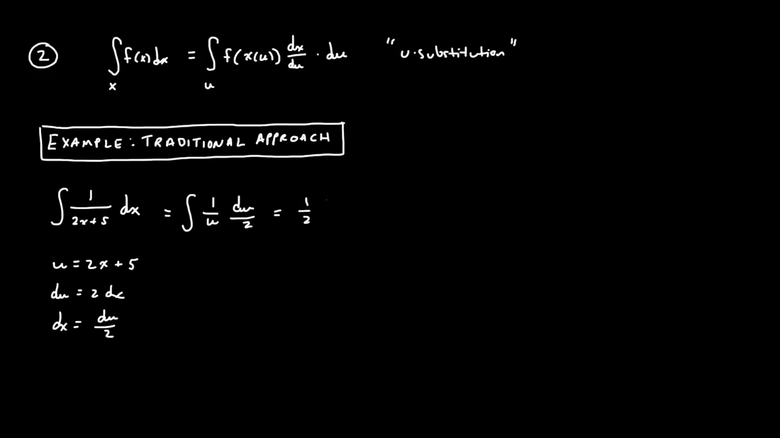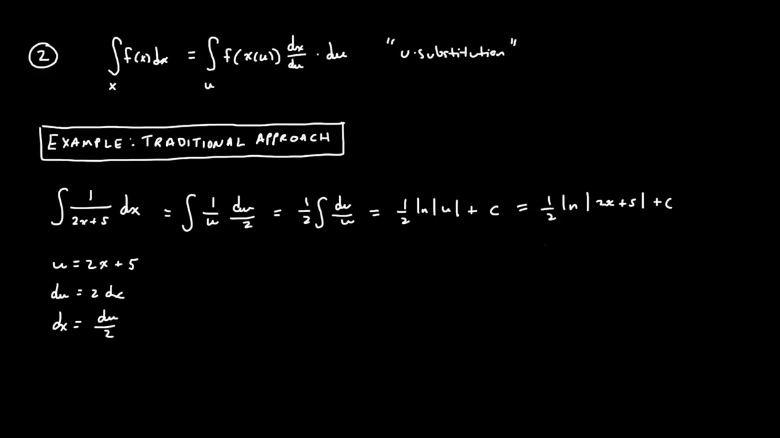And we pull out the 1/2, and now we have the integral of du over u. And then when we integrate that, we take the natural log of absolute value of u plus c, and then we convert this back to x. So 1/2 natural log absolute value 2x plus 5 plus c.